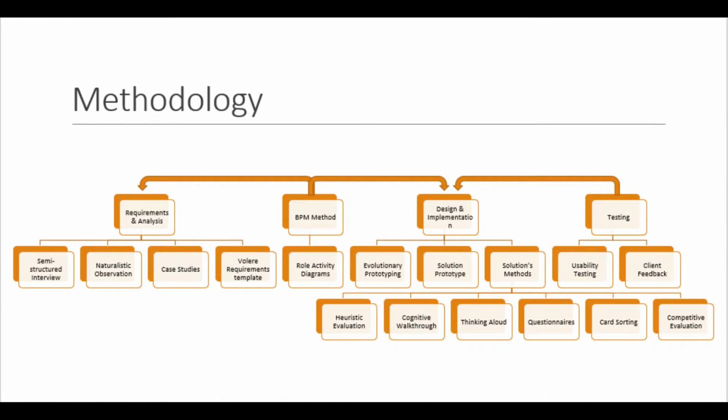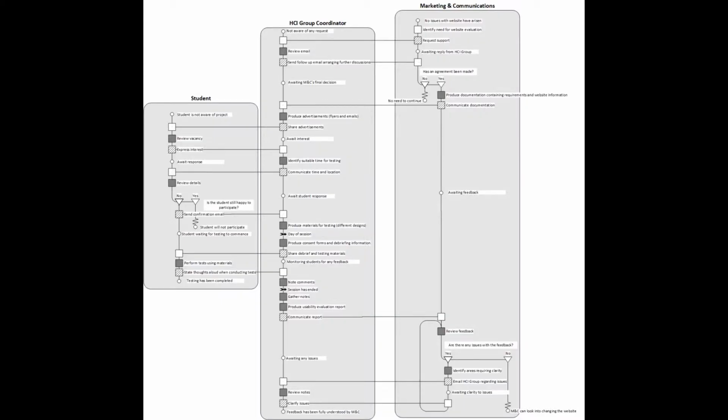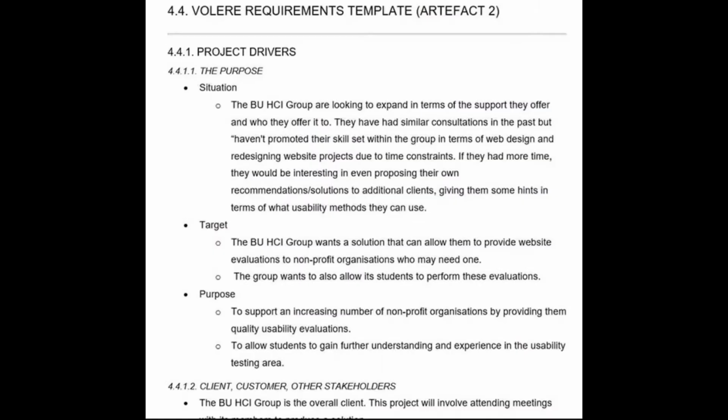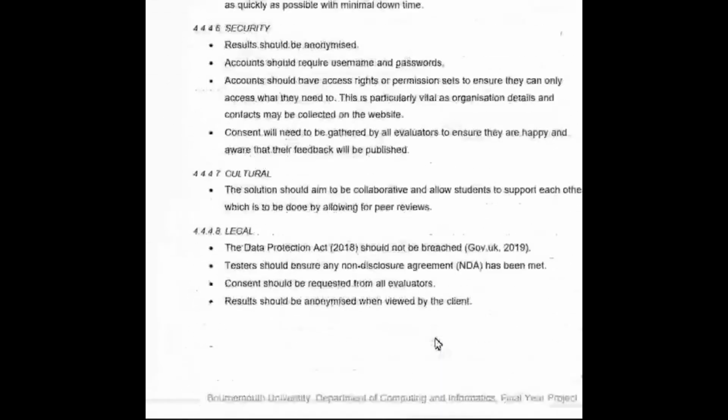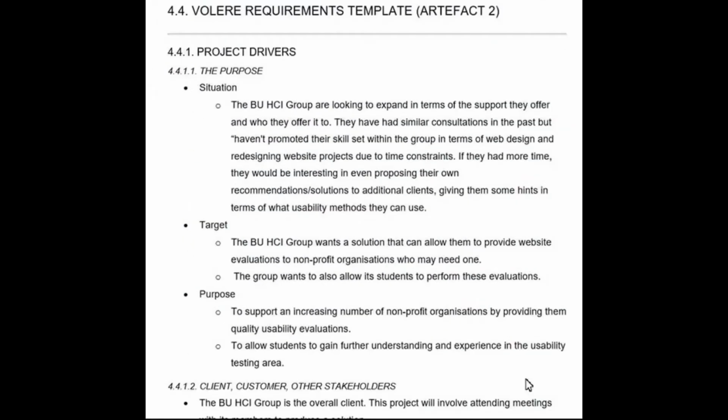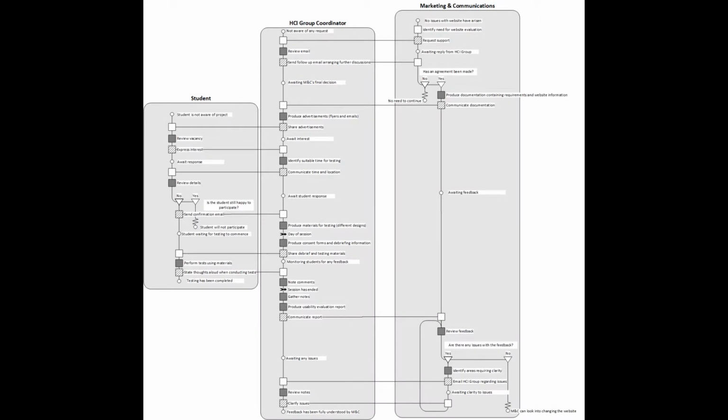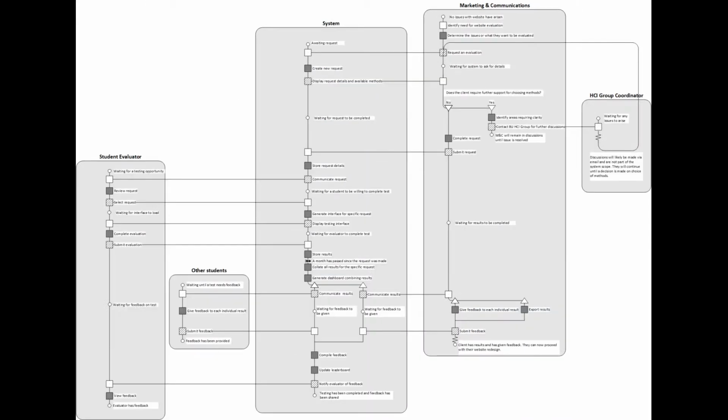Observations and interviews allow for a real understanding of how the group functions, and through identifying the issues, an as-is process diagram, or RAD process diagram, has been produced. This has allowed for full clarification and understanding of how the HCI group performs website evaluations. Using this, a Volere requirements document has been produced to allow for a full specification of what is required from the solution. Based on findings from the as-is RAD process, a to-be process has also been created to depict how the process could be improved using the proposed solution.